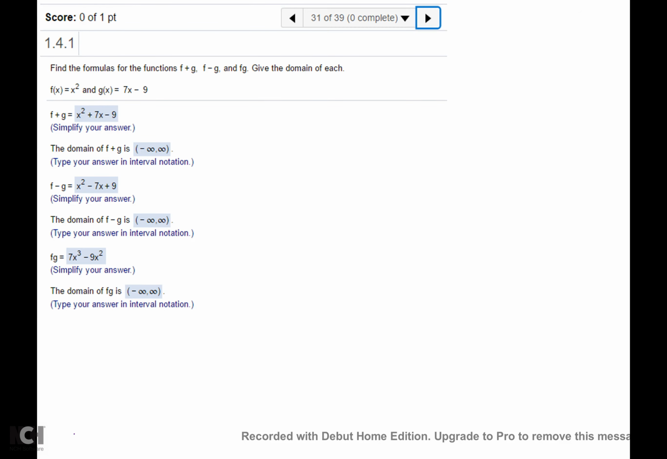All right, it says find the formulas for the functions f plus g, f minus g, f times g, and give the domain of each. So if I have f plus g of x, that's going to be the f function plus the g function. I can't simplify any farther than that. There's no drama. There's no denominators. There's no radicals. So my domain would be negative infinity to infinity.